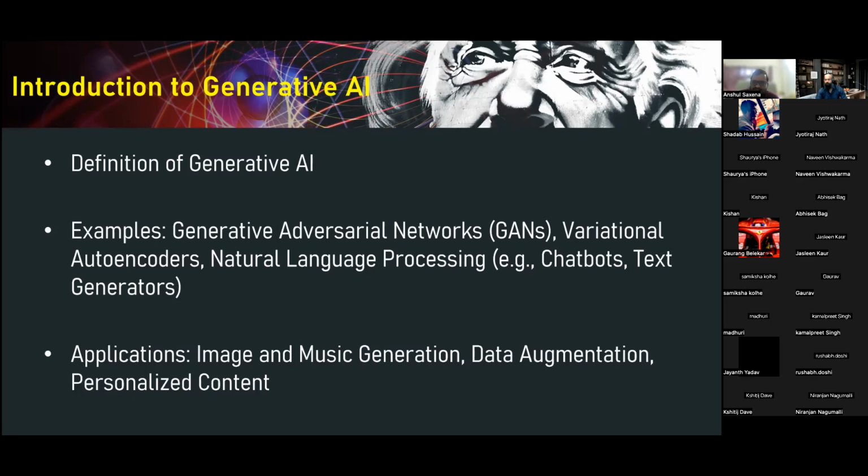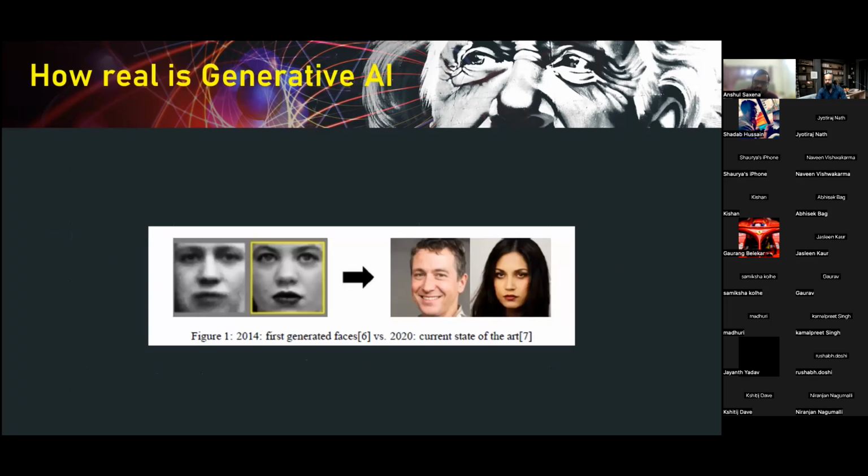Now, just to look at how realistic generative AI has become, you can look at this picture. So if you look at 2014, when we were playing with pixels, the faces generated by generative AI were grainier in nature, right?